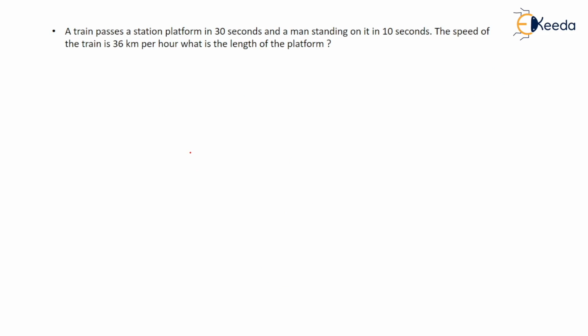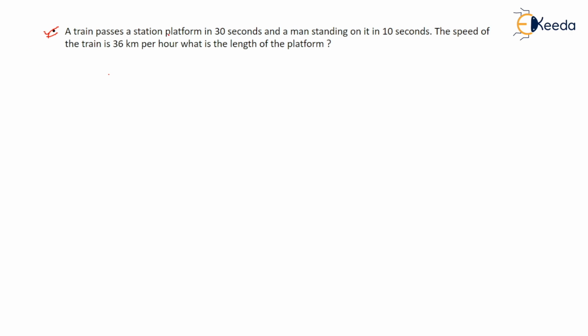Okay, this is the question in front of you. A train passes a station platform in 30 seconds and a man standing on it in 10 seconds. The speed of train is 36 km per hour. What is the length of the platform? Now this type of question will definitely come in your examination because it is a mixture of two types of question, right? Two types of question are mixed in this question.